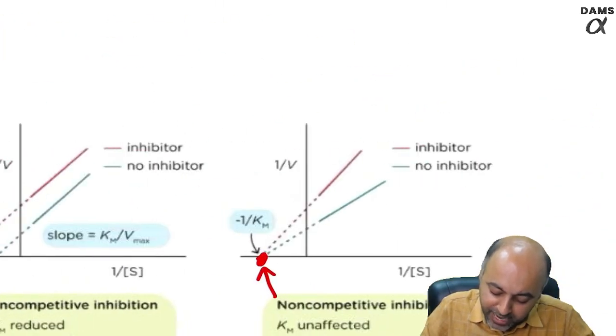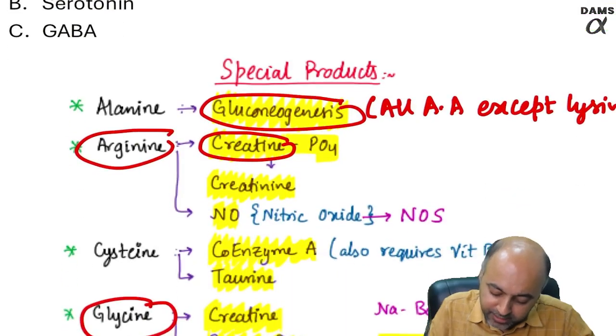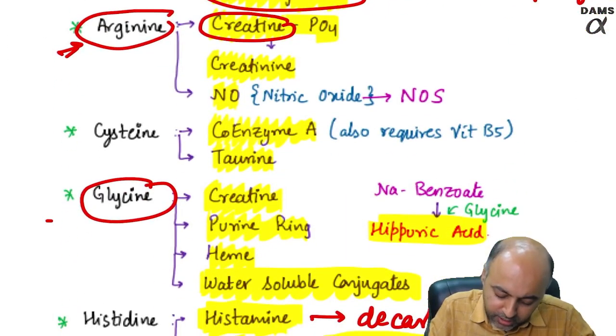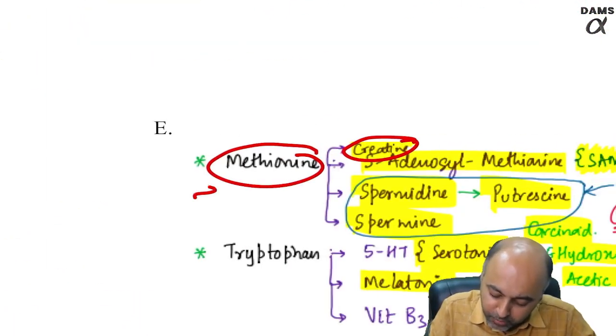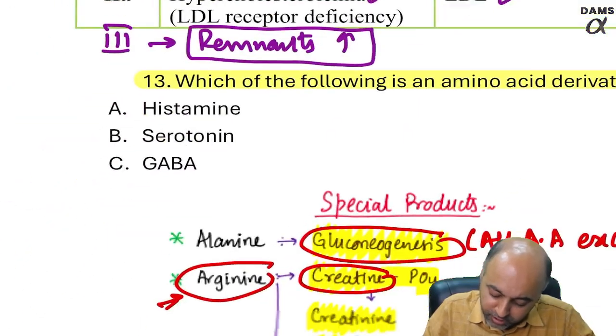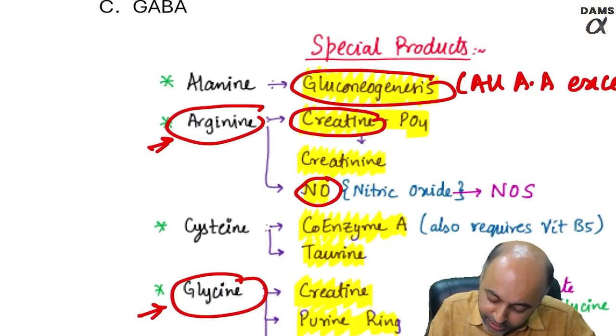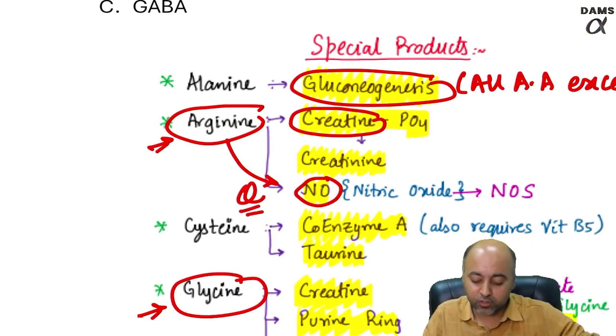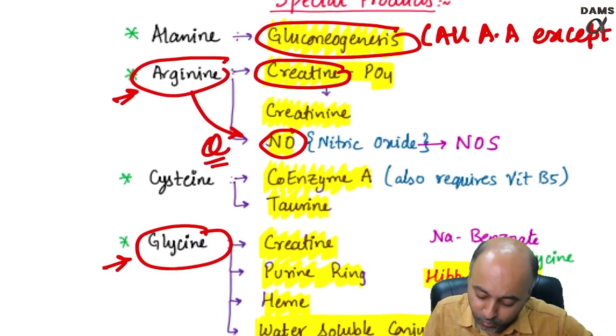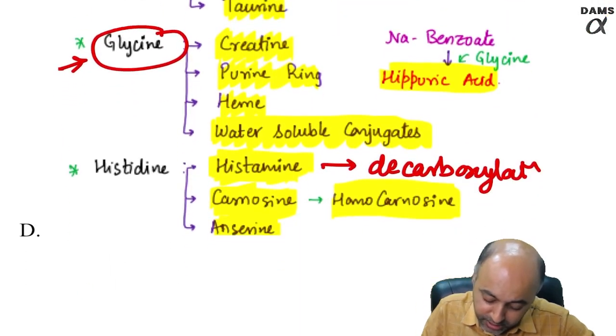Required for synthesis of creatine, not creatinine. For creatine synthesis, you require arginine, glycine, and methionine. Third, for synthesis of nitric oxide, you require arginine. Very frequently repeated question for nitric oxide: arginine is required. Enzyme is nitric oxide synthase.